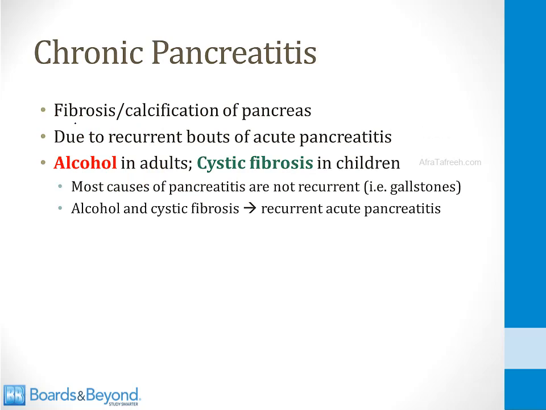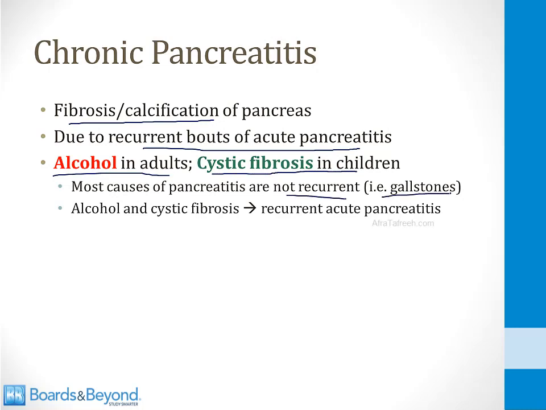Chronic pancreatitis is much less common than acute pancreatitis, and it occurs when fibrosis and calcification develop in the pancreas as a result of multiple recurrent bouts of acute pancreatitis. In adults, this is usually the result of alcohol consumption, and in children, this is usually from cystic fibrosis. Many causes of acute pancreatitis are not recurrent, like gallstones, but alcoholism in adults and cystic fibrosis in children are two causes that recur, and therefore they tend to lead to chronic pancreatitis.